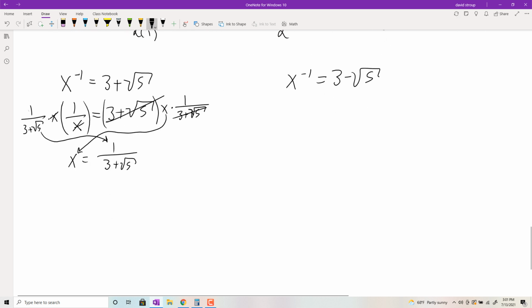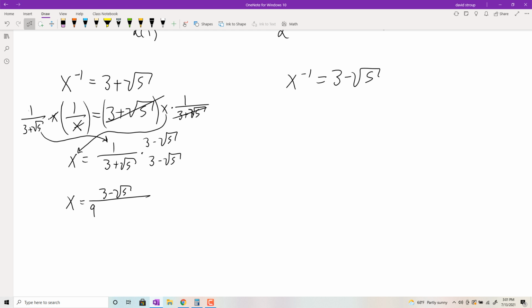The problem with this answer is it's not rationalized, so I need to rationalize it. So I get 3 minus root 5 in the numerator. Downstairs I'll have 9 out, outer minus 3 root 5, inner plus 3 root 5, and then last minus root 25. So it'll be 3 minus root 5 all over 9. These cancel, minus 5. So x will equal 3 minus root 5 all over 4.